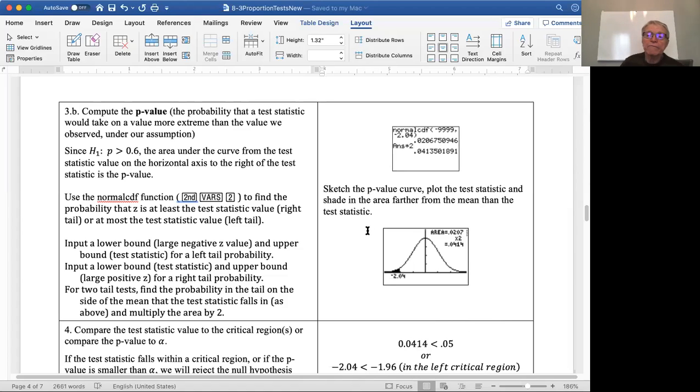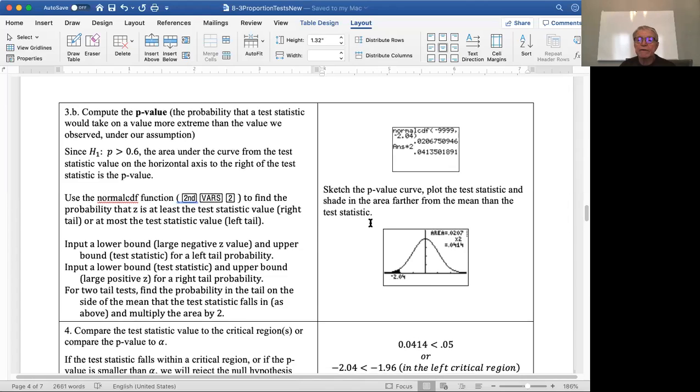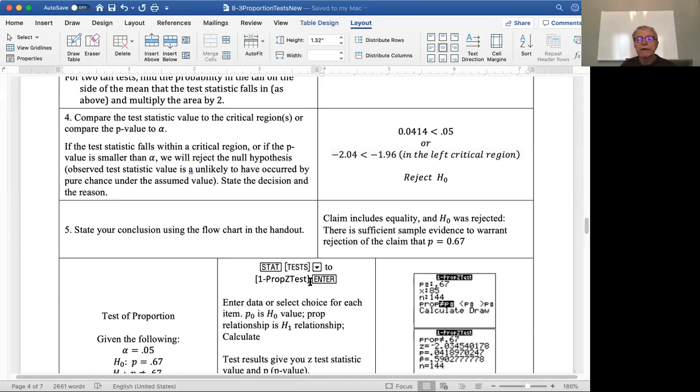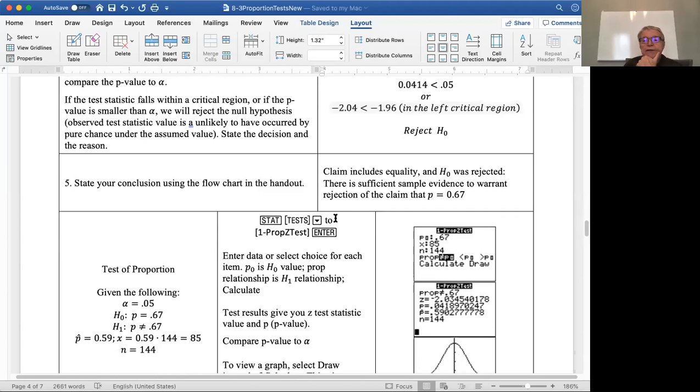All right. Then remember what we do with the p-value. We compare it to alpha. If it is less than or equal to alpha, we'll end up rejecting. If it is greater than alpha, we'll end up failing to reject. This is less than alpha, so we're going to reject. And also negative 2.04 was farther from the left critical value, which would cause us to reject as well. And then we make our statement of conclusion based on the flow chart in the table, in the handout that you have. Then we can run the test.